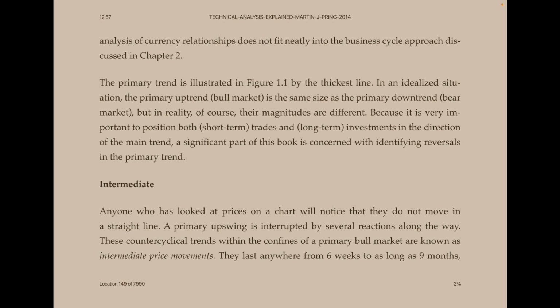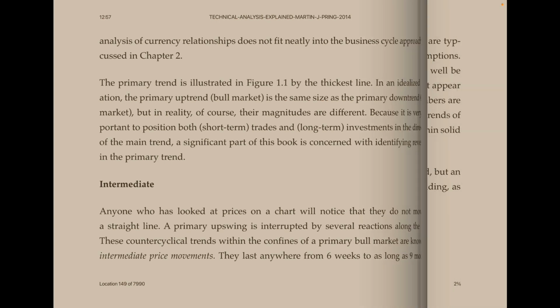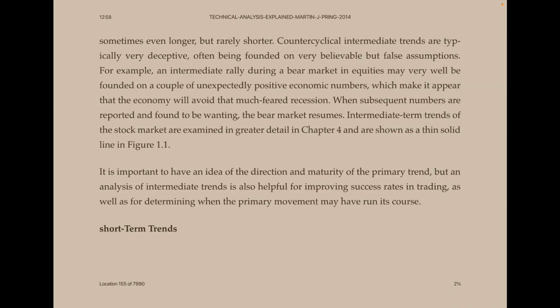Intermediate. Anyone who has looked at prices on a chart will notice that they do not move in a straight line. A primary upswing is interrupted by several reactions along the way. These counter-cyclical trends within the confines of a primary bull market are known as intermediate price movements. They last anywhere from 6 weeks to as long as 9 months, sometimes even longer, but rarely shorter.